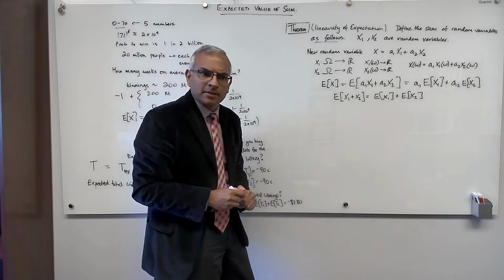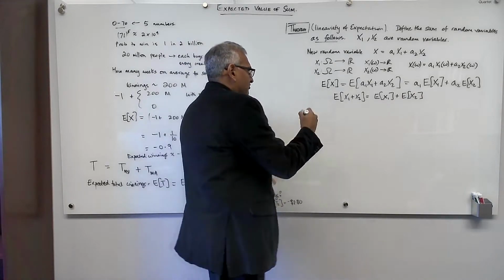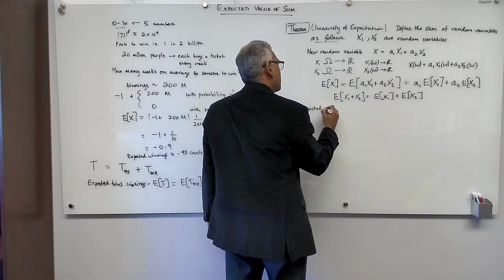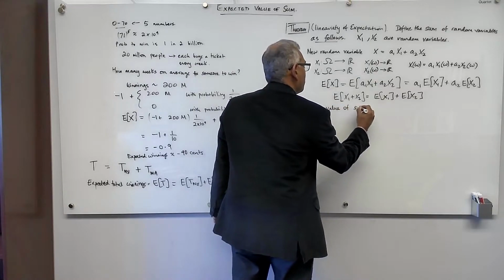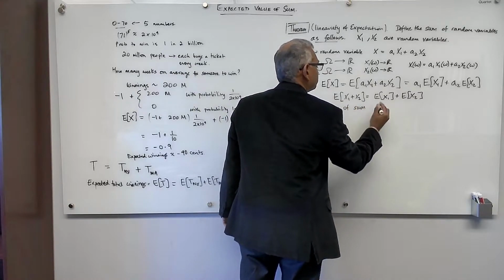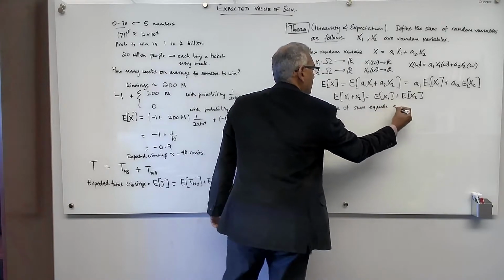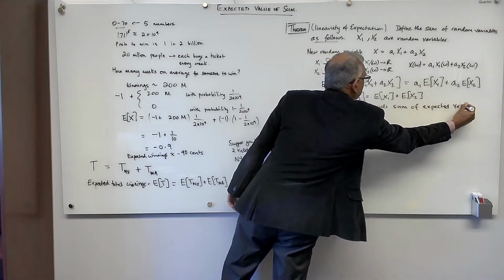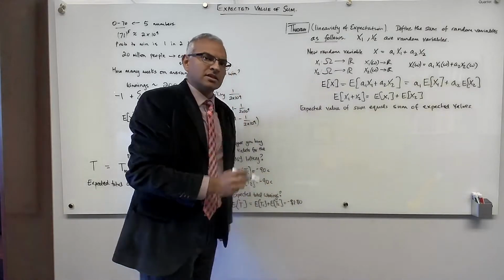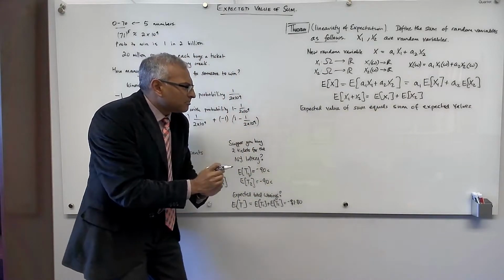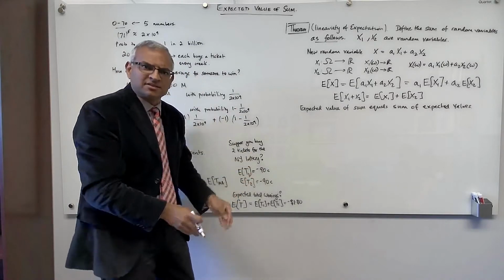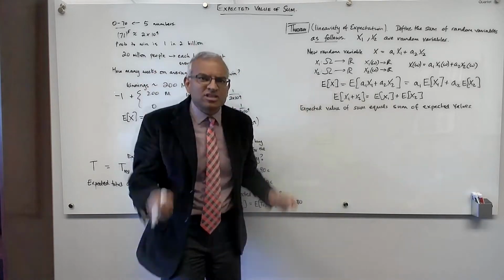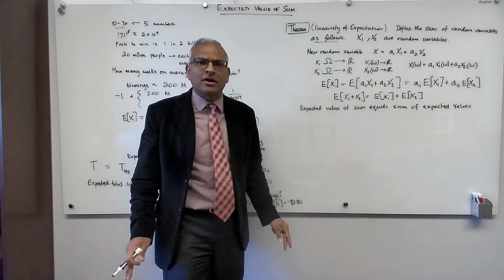Or in words, an expected value of a sum equals the sum of expected values. The expected value of a sum is the sum of expected values. That's poetry. Memorize it. Put it in your head and keep it there forever.